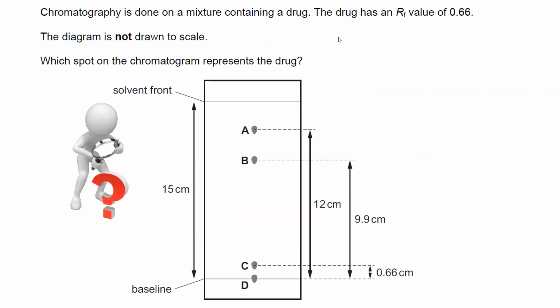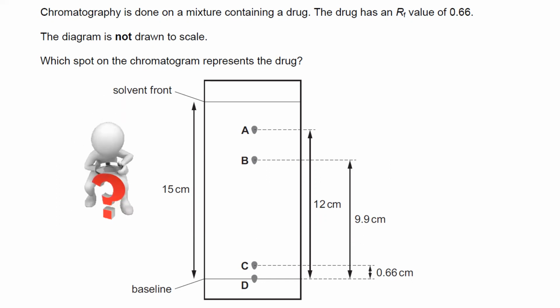In this question, the chromatography is done on a mixture containing a drug. The drug has a RF value of 0.66. The diagram is not drawn to scale, it does not mean that what is shown as 15 centimeters is actually 15. Which spot on the chromatogram represents the drug? Which spot has the RF value of 0.66? The formula for RF value is the distance moved by a spot divided by distance moved by solvent from origin. Which spot has the RF value of 0.66?